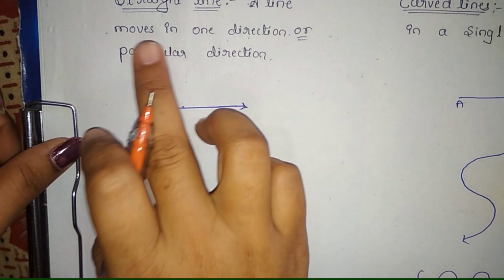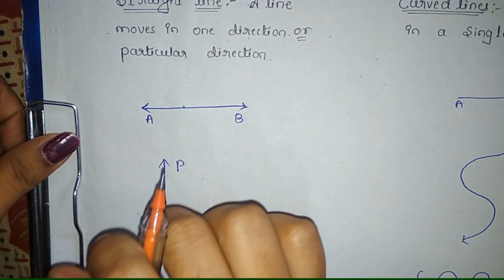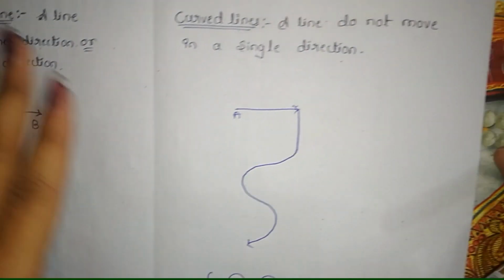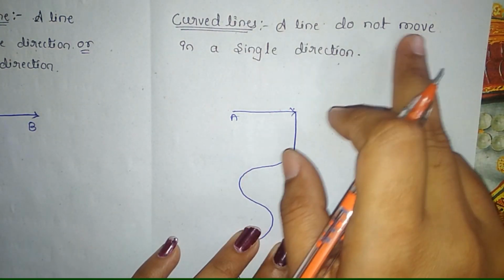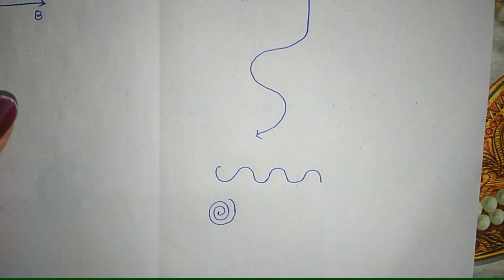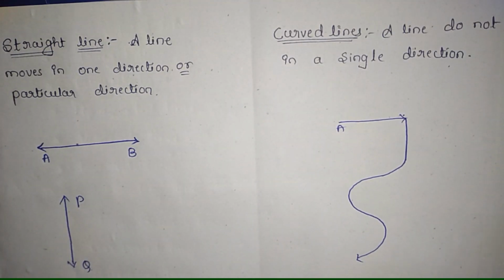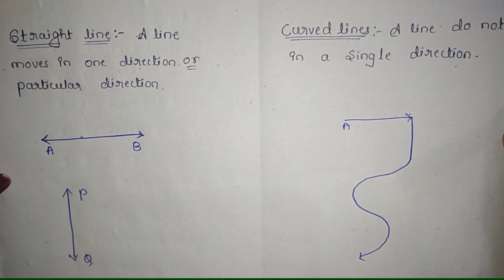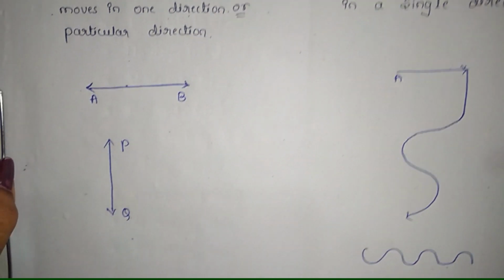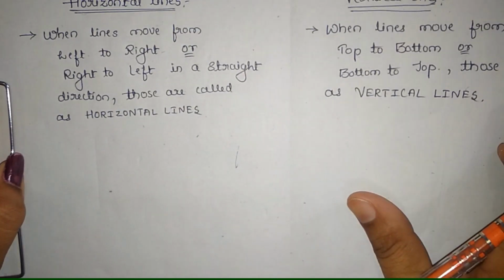Straight lines are nothing but lines that move in one particular direction. And as you can see in the definition, a line that does not move in a single direction is called a curved line. Some examples I have also shown here. By these examples, it is now very easy for you all to understand what straight lines and curved lines are. Now the next point we are going to study is horizontal lines and vertical lines.